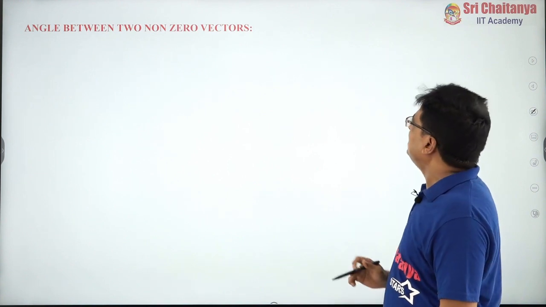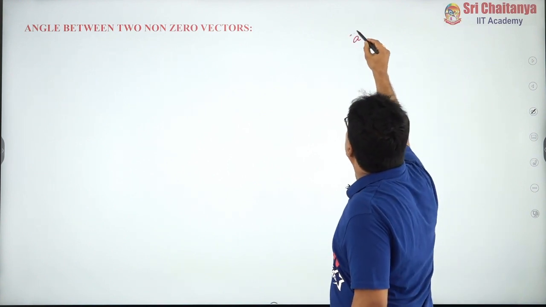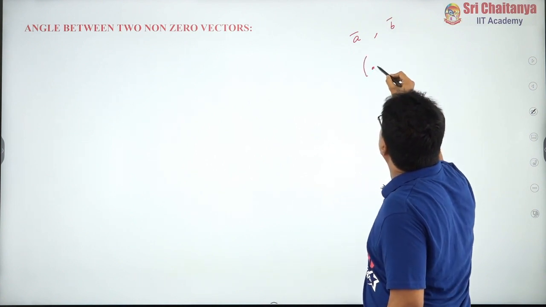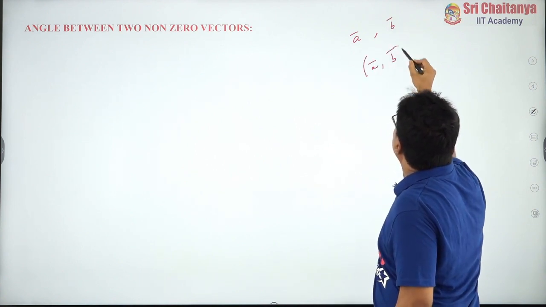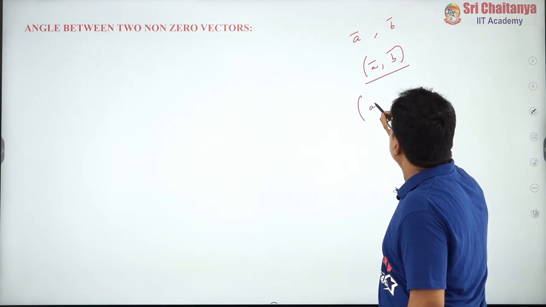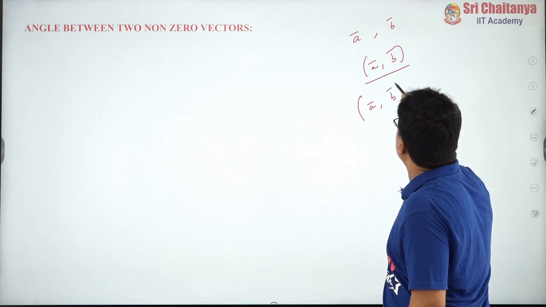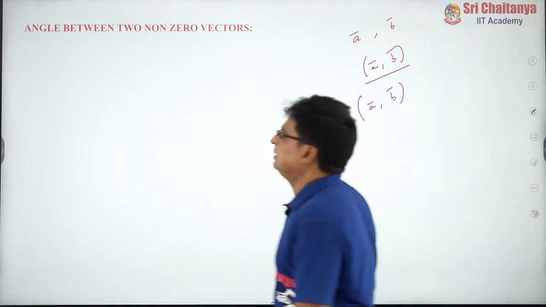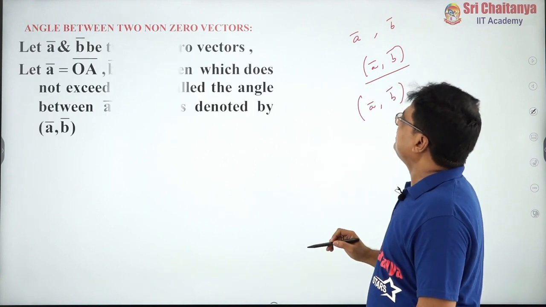How can we define? Suppose A bar and B bar are any two non-zero vectors, then angle between A bar and B bar is denoted with, see the bracket, open bracket I am writing, like A bar comma B bar. This is very important. This is notation only. How can we define? That is important.